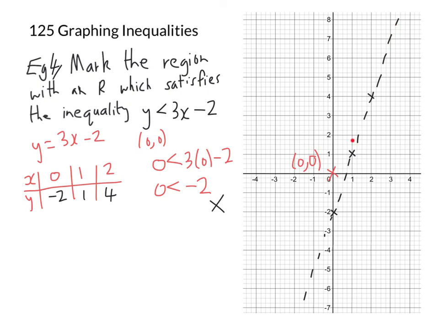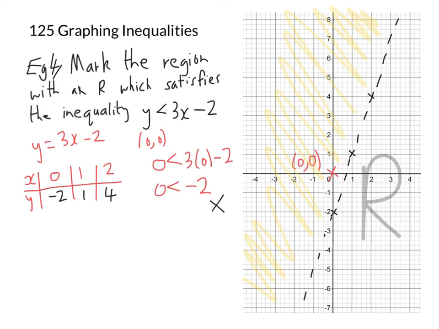So on the line is where it's equal to. One side will be where it's less, and one side will be where it's greater than. It didn't work for less than, so this side must be where y is greater than 3x minus 2. So because it's not the right side, because it's incorrect, what we do is we shade that side off in this case because it's wrong. And we mark the correct region, the right region, with an R.